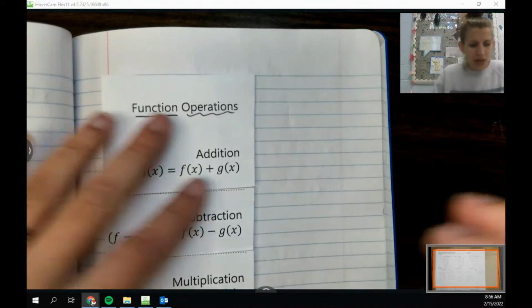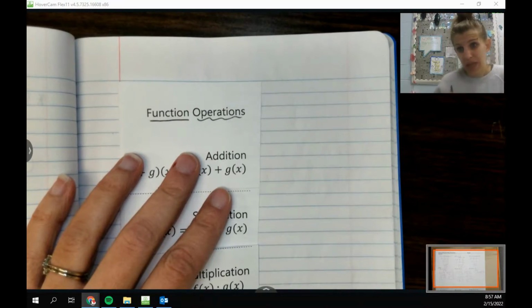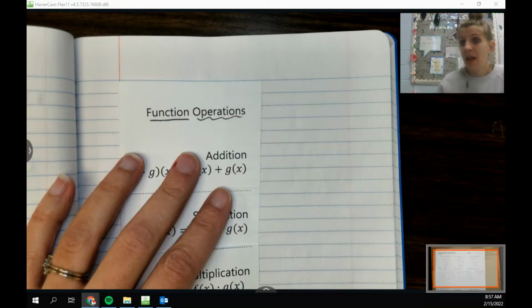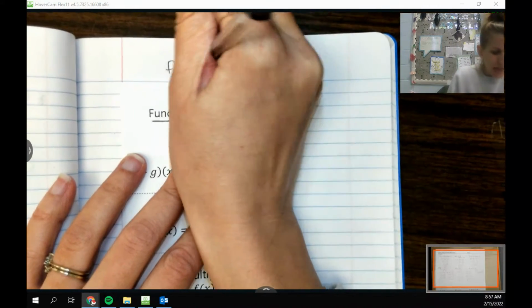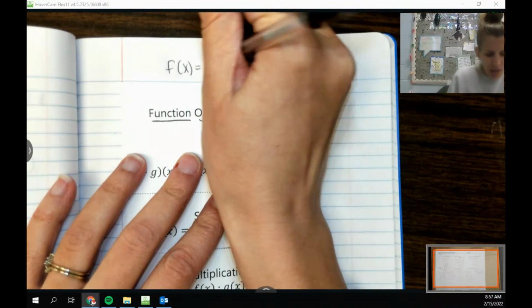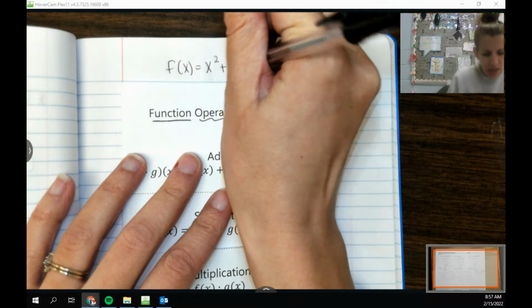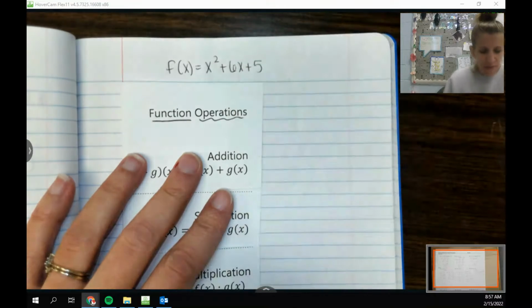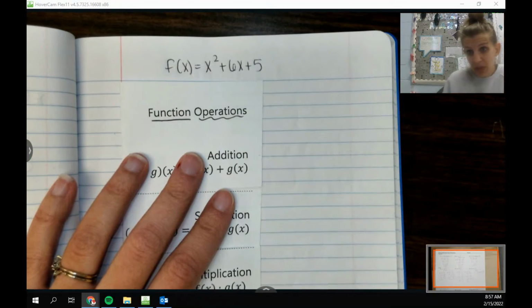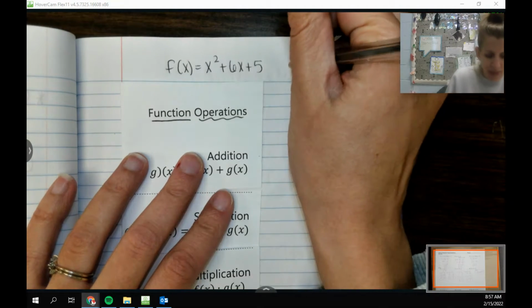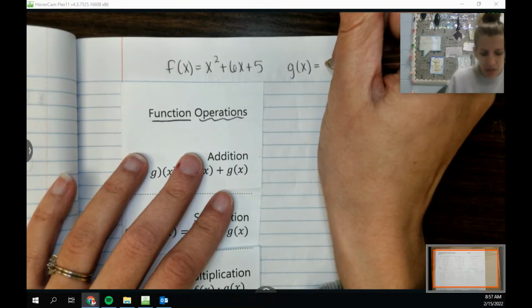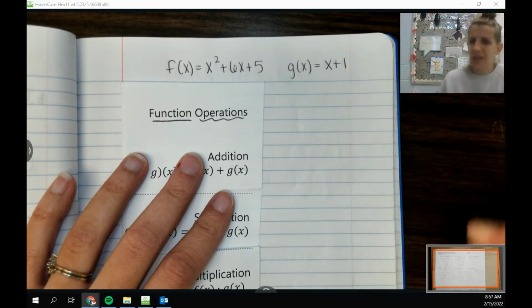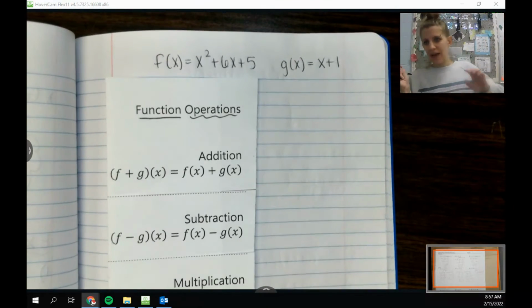So we are going to need some functions to work with. If you remember, we appropriately write a function in function notation. So perhaps I have something like f of x equals x squared plus 6x plus 5. Cute little quadratic function. Probably do a lot of stuff with it. And then maybe we have another function, g of x equals x plus 1. Just a little linear function. Teeny tiny, okay?